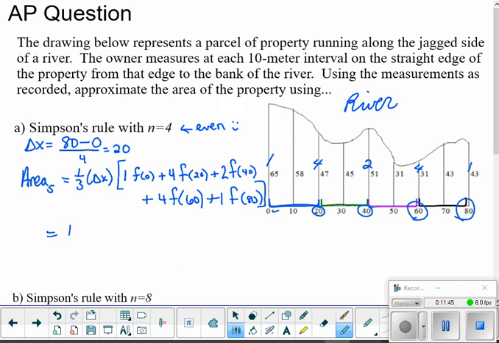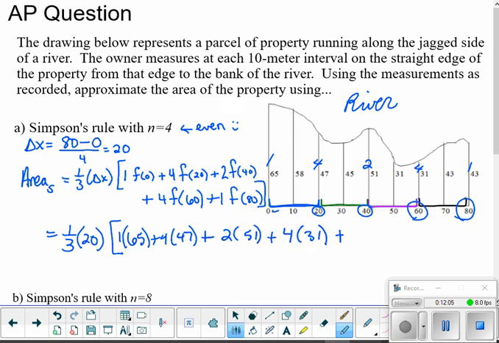And that's going to give me a 1/3. Delta x is 20. And then I'd have a 1 times 60, that was meant to be a parenthesis, 1 times 65, a 4 times 47, a 2 times 51, a 4 times 31, and a 1 times 80. Oh, 43. 43 was its height.